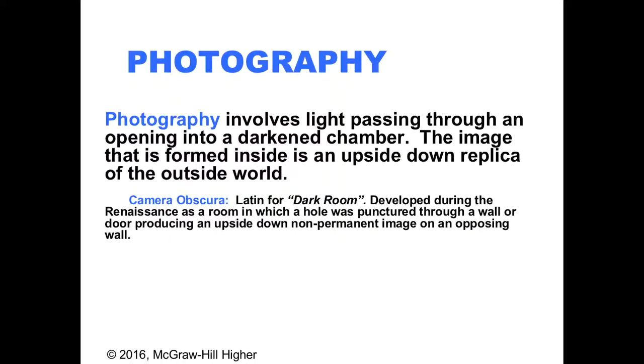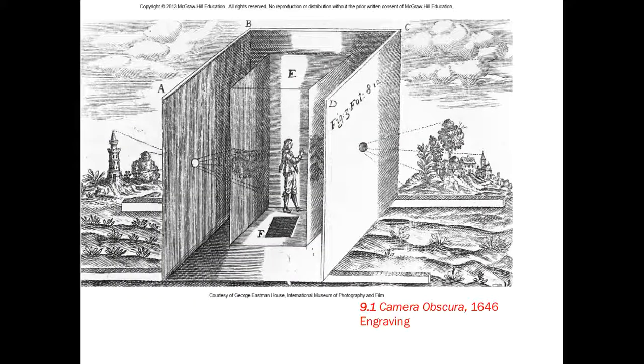So photography is light passing through an opening in a darkened chamber. The image is formed on the inside, it's upside down, and it's a replica of the outside world. Now, camera obscura, this is still done today, but what it is, it's an upside down projection of the image. Exactly what it's saying here. It's going to go through a little tiny hole, and then it's formed upside down with a replica of the world. So it's not a permanent image.